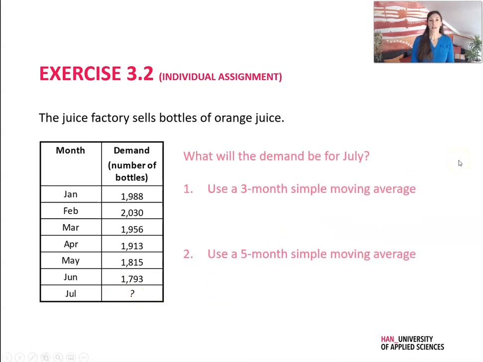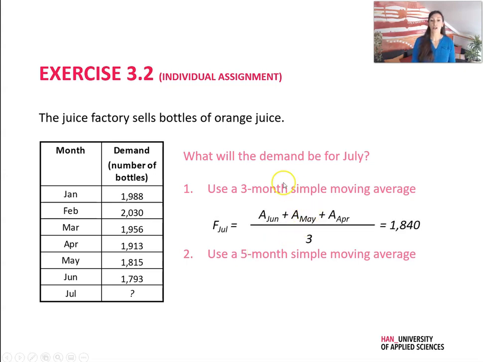We can try to predict July in multiple ways, but in this case, we're going to try 2 to start. What if we use a 3-month simple moving average? And then we'll check what the forecast will be if we use a 5-month simple moving average.